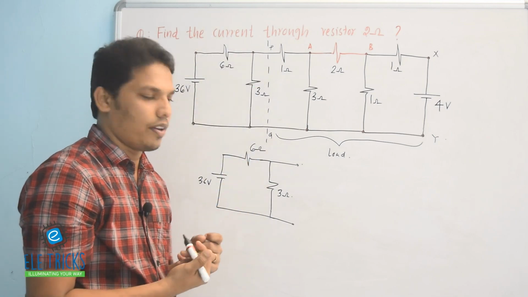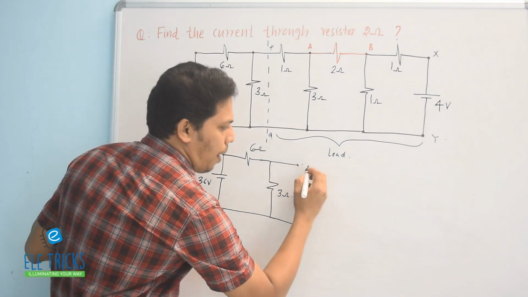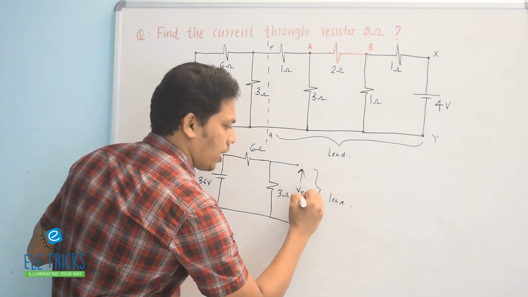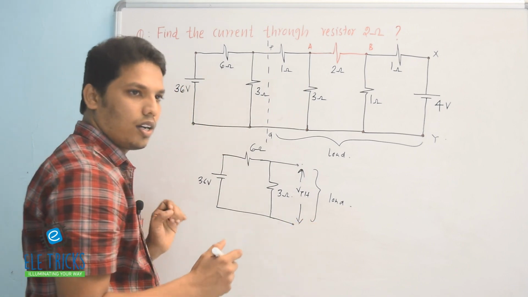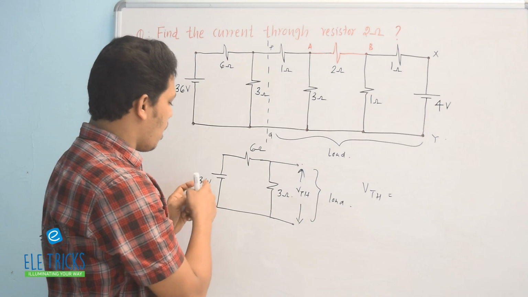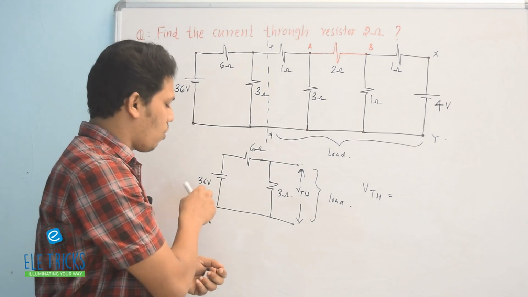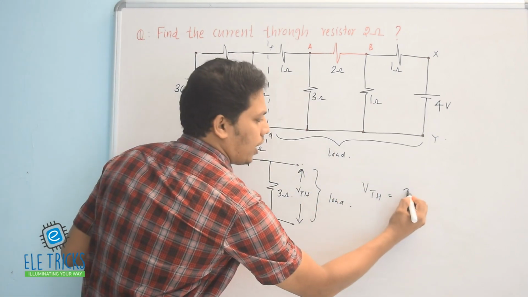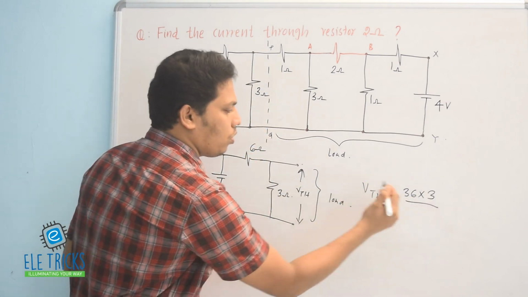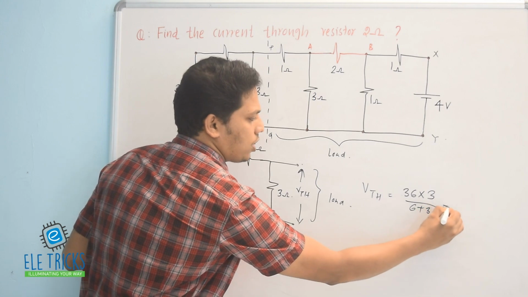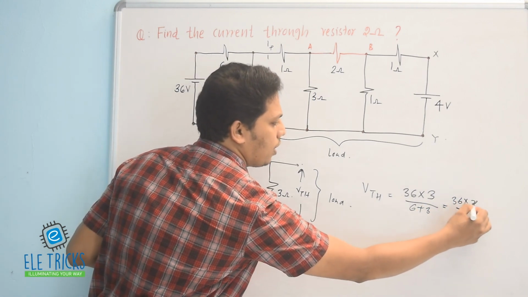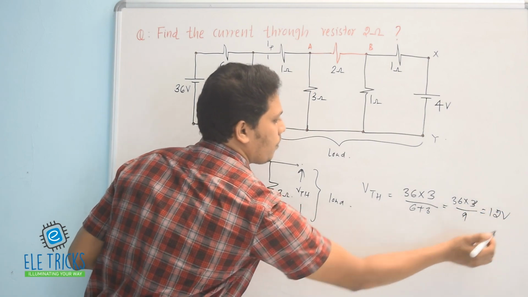Next step, you find the Thevenin equivalent of this. How can we find it? Because everything up to here is considered a load, you find the load voltage, that is my VTH. How can we calculate VTH? It is a simple step. By applying the voltage division rule, the total voltage is 36, so 36 into 3 divided by the total resistance 6 plus 3, that is 9. So 36 into 3 divided by 9 is equal to 12 volt.